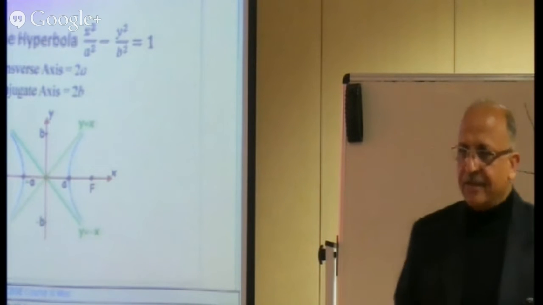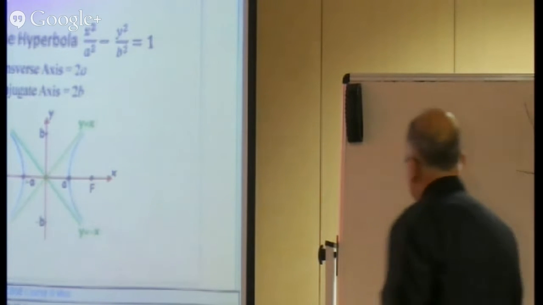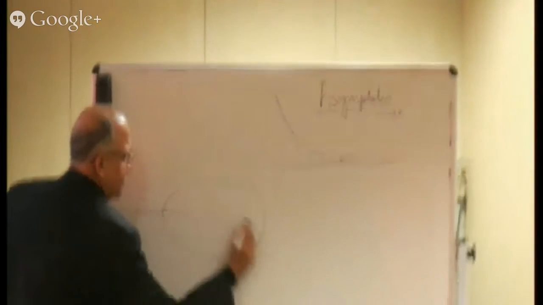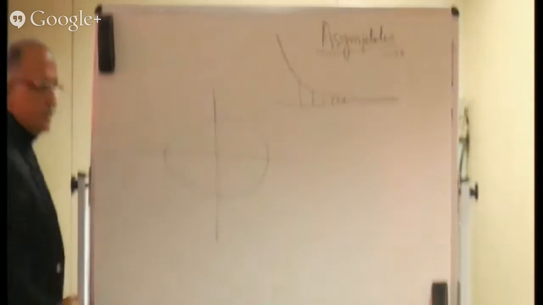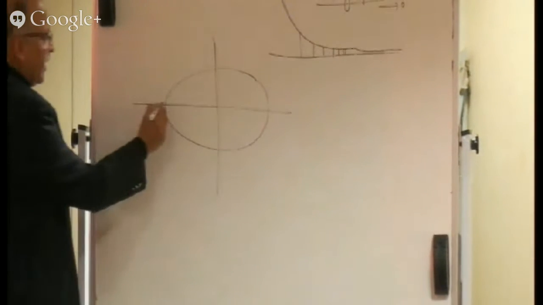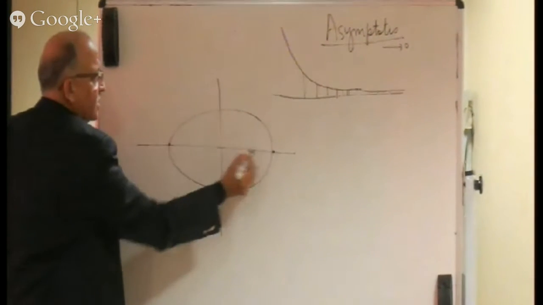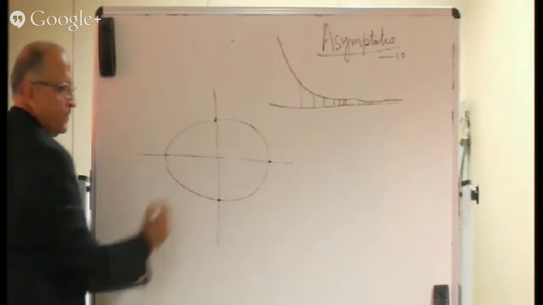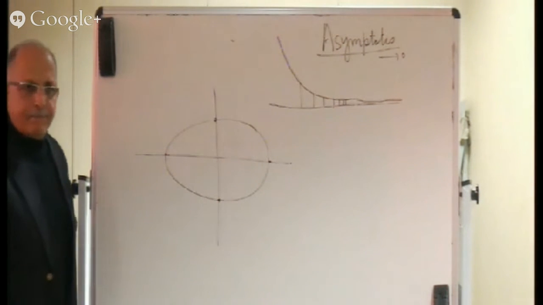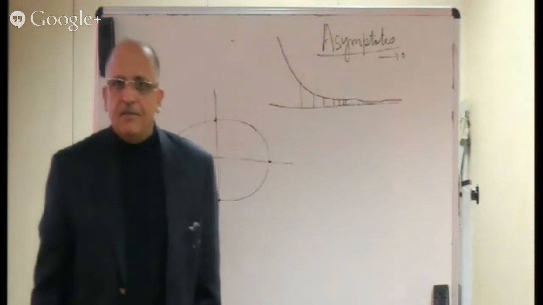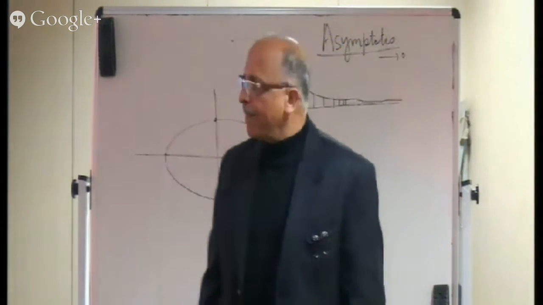What was the case of ellipse? This was the major axis, this was the minor axis. Why do we call it major axis? Because this length is greater. Is that okay? Okay. We see some more results on hyperbola.